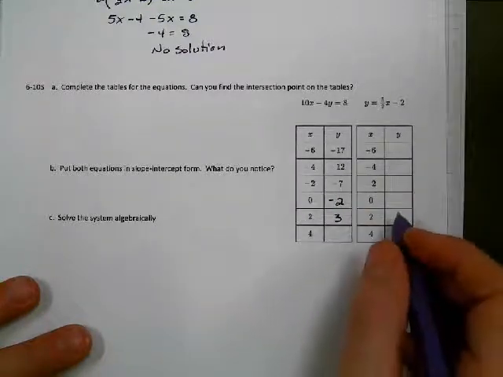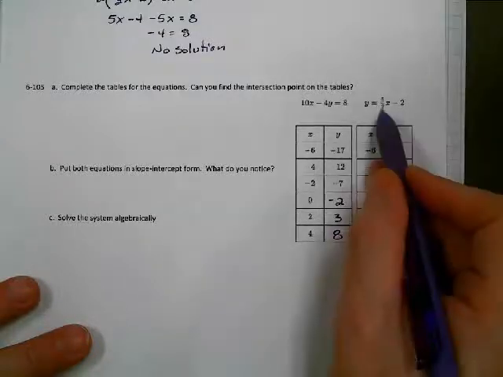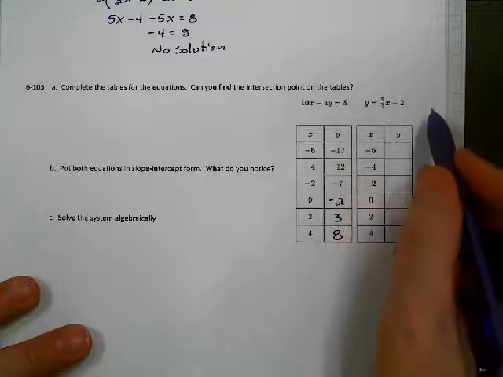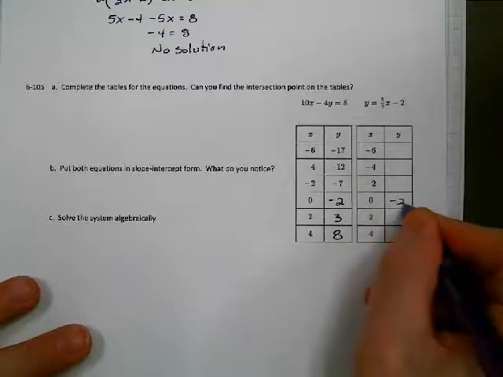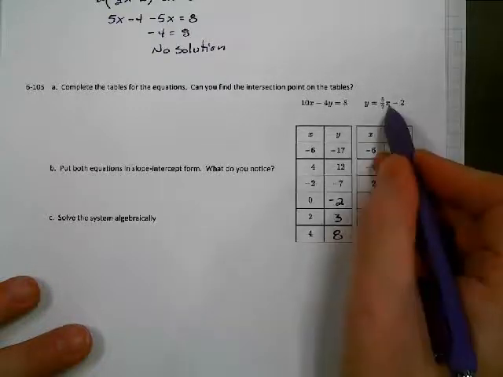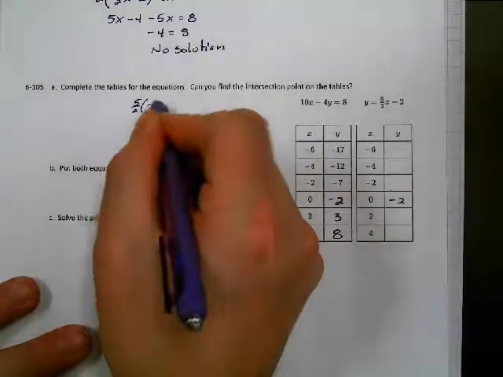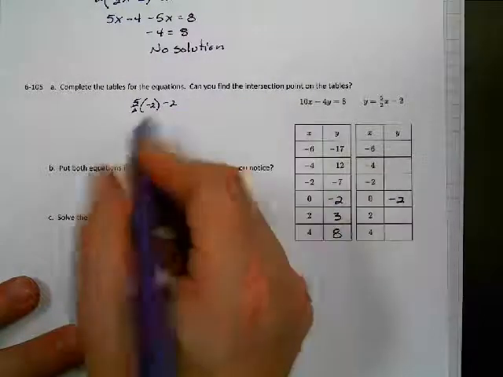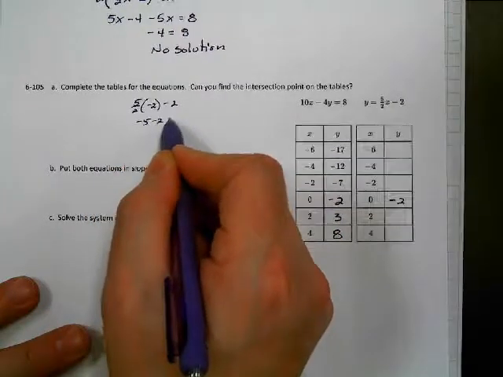All right, let's look at this one over here. Let's just plug in 0 first. So that's going to be negative 2. Oh, they're the same there. They must be intersecting. Let's plug in negative 2. So 5 halves times negative 2 minus 2 ends up being negative 5 minus 2. That's negative 7. So I plugged in negative 2 and I got negative 7.